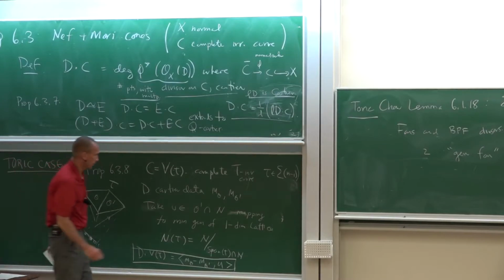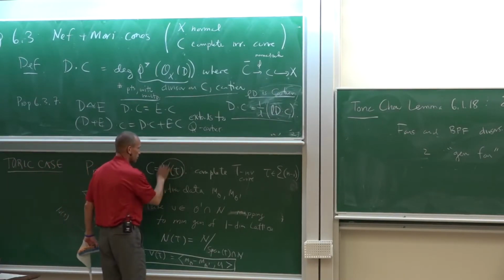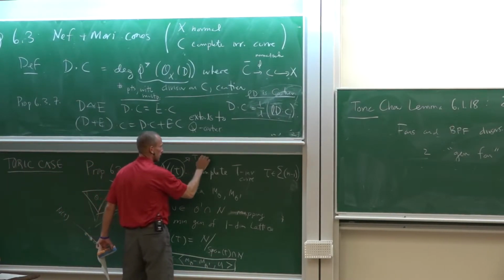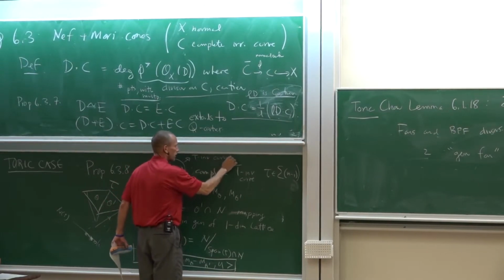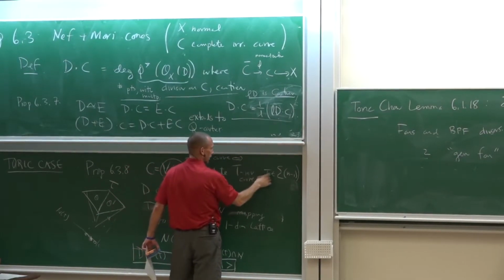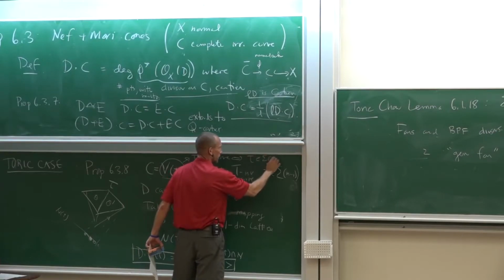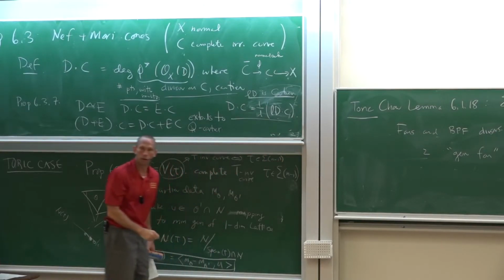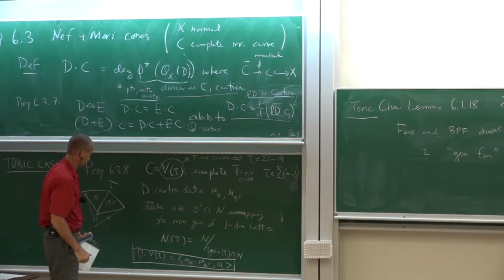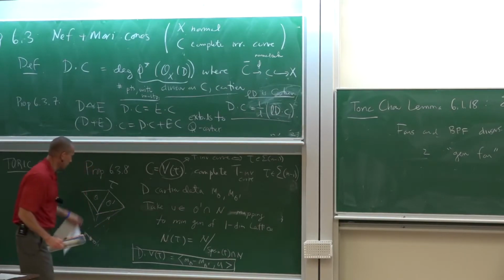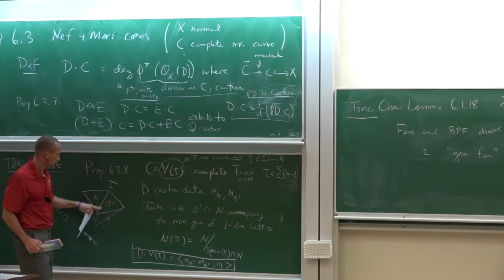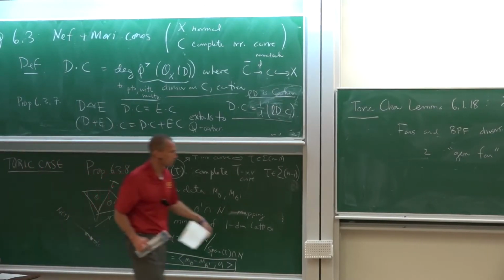This V tau is the T invariant curve that corresponds to tau in sigma n minus 1, right? So fixed points correspond to max cones, and fixed curves are going to correspond to codimension one cones.